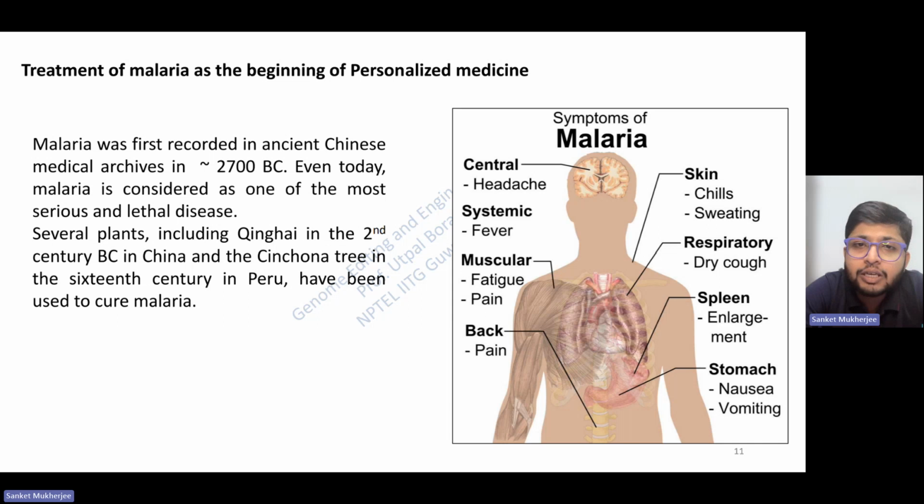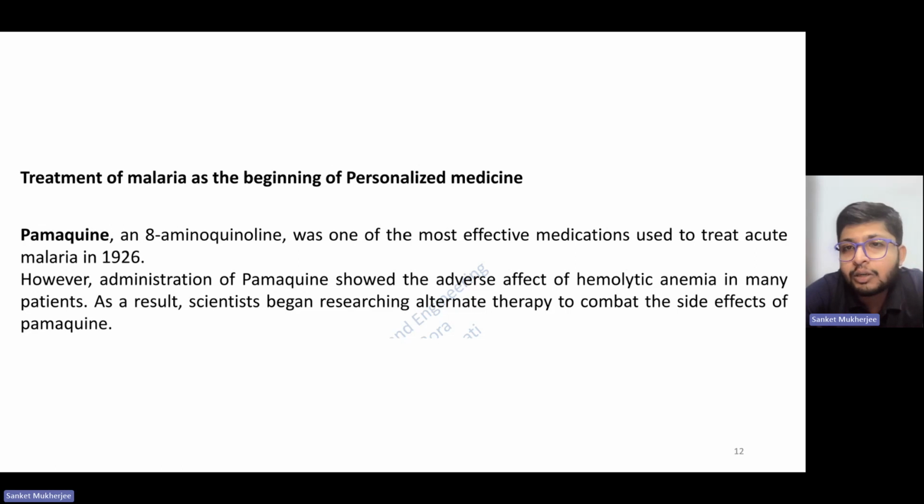So what are the symptoms? There is a headache, a systemic fever, muscular fatigue and pain, and back pain as well. In the stomach, there is nausea and vomiting. In the spleen, there's splenomegaly during malaria. There are respiratory problems like development of a dry cough. And in the skin, there is chill that comes from the fever and also excessive sweating. So these are some of the symptoms of malaria. So how was it treated?